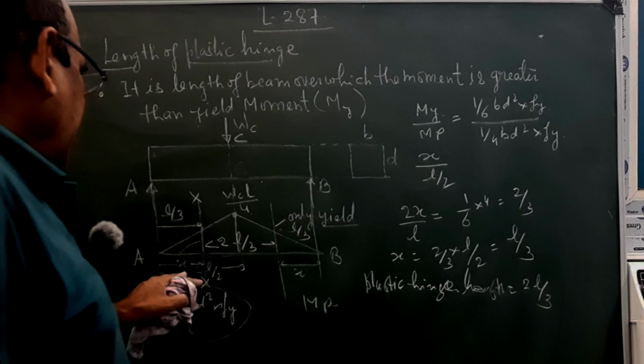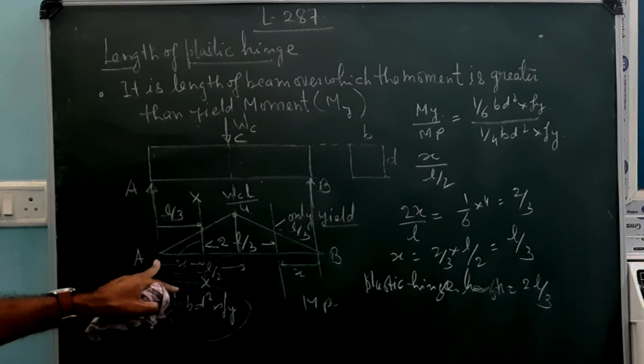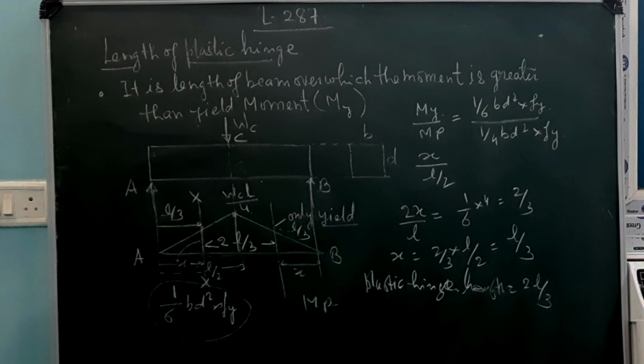From A this lies at a distance of L by 3, and from B it lies at a distance of L by 3. So 2L by 3 is your plastic length of the hinge. In this way we can calculate the plastic hinge for different loading. So we'll try to go for that, or we tabulate it in the form so that you can remember.